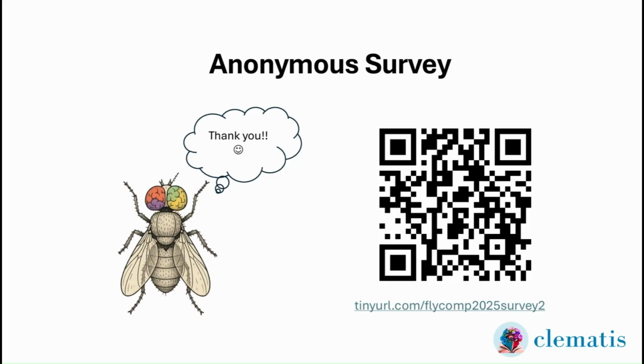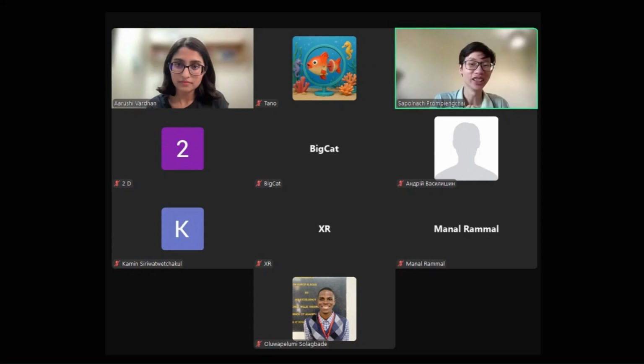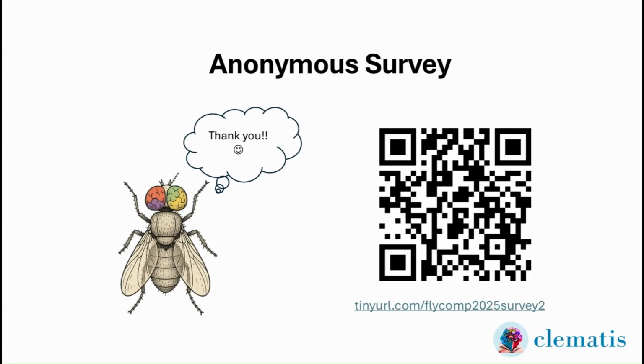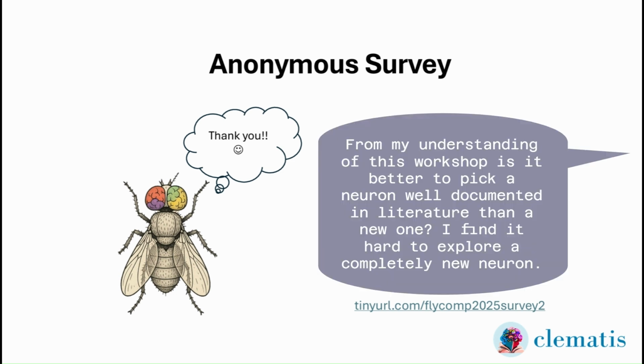Do any of you have any questions? We have a few more minutes, and I'm happy to stay. So someone asked, from my understanding of this workshop, is it better to pick a neuron that's well documented in the literature than a new one? I find it hard to explore a completely new neuron.